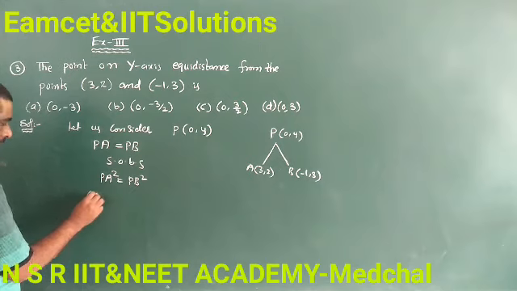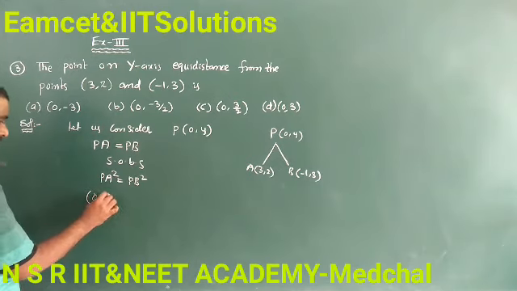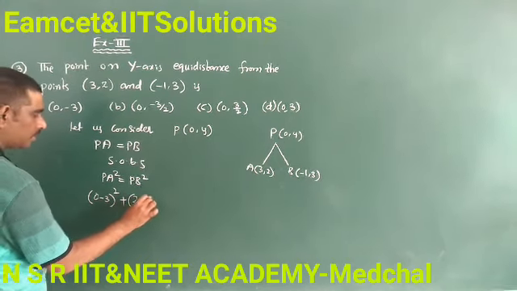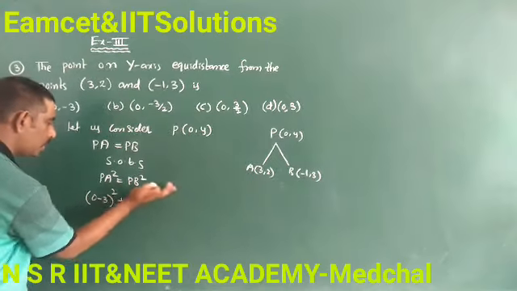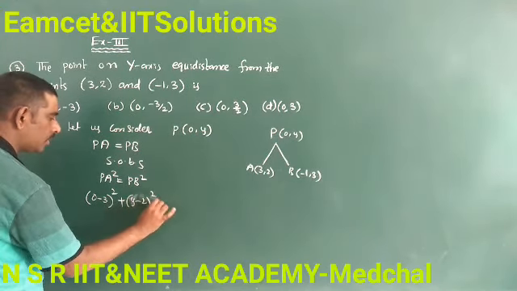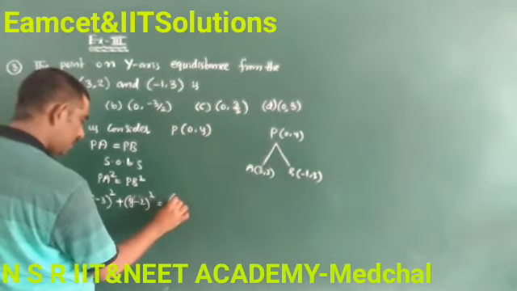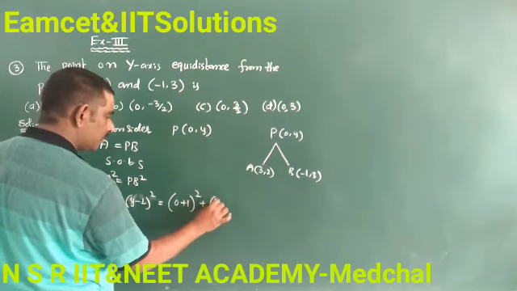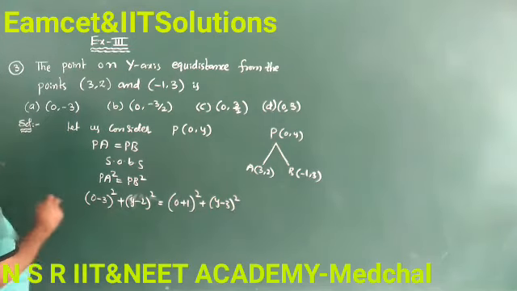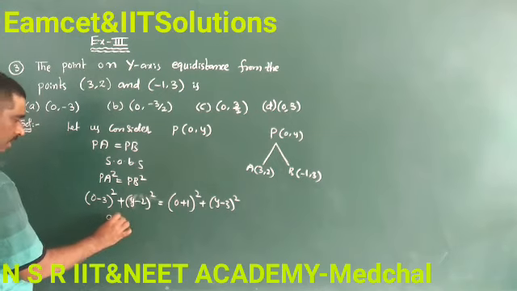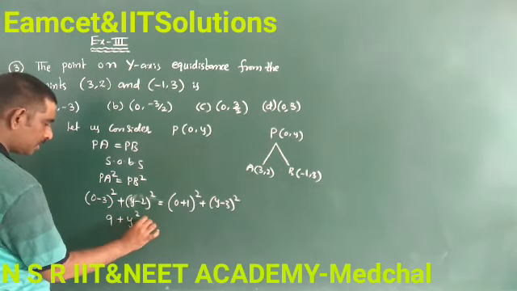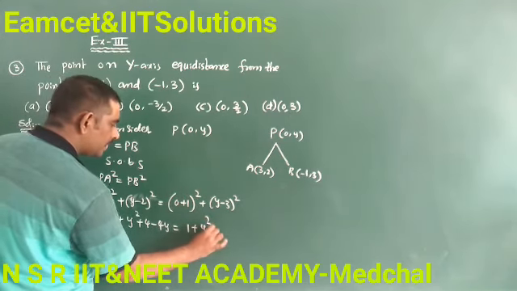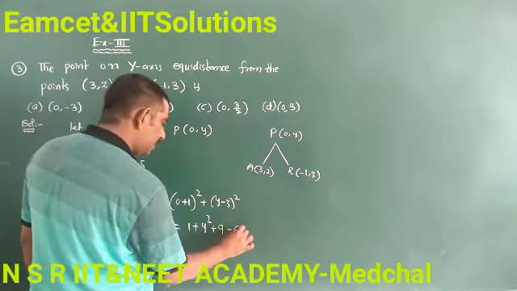So (0 minus 3) whole square plus (2 minus y) whole square is equal to PB square, (0 minus of minus 1) whole square plus (3 minus y) whole square. So (0 minus 3) square is 9. Here (a minus b) whole square: y square plus 2 square 4 minus 4y. Here 1 square 1, y square plus 3 square 9 minus 6y.